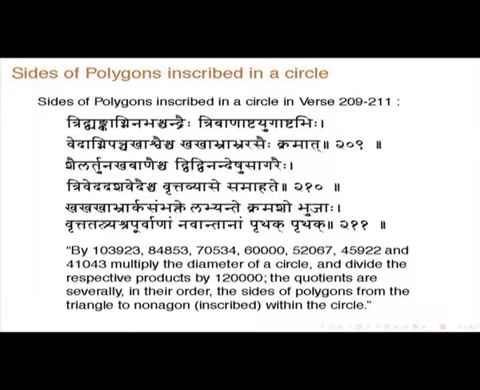So, he is giving the sides of the triangle, square, pentagon, hexagon, etc. inscribed in a circle. So, for instance, if you take the triangle inscribed in a circle, you take 103923, multiply by the diameter of the circle and divide by this, then the quotient will be the side of the triangle. Similarly, for other things.